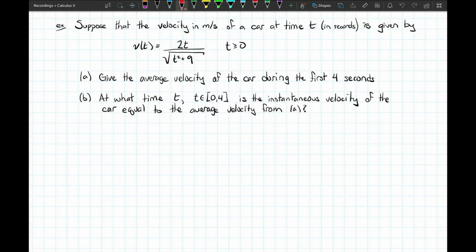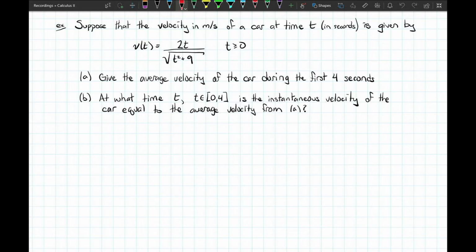All right, in this example, let's take a look at a velocity function. Here, let's say the velocity of a car in meters per second at a time t in seconds is given by the expression 2t over the square root of t squared plus 9 for t greater than or equal to 0. Now, first of all, let's just try this average function formula out.